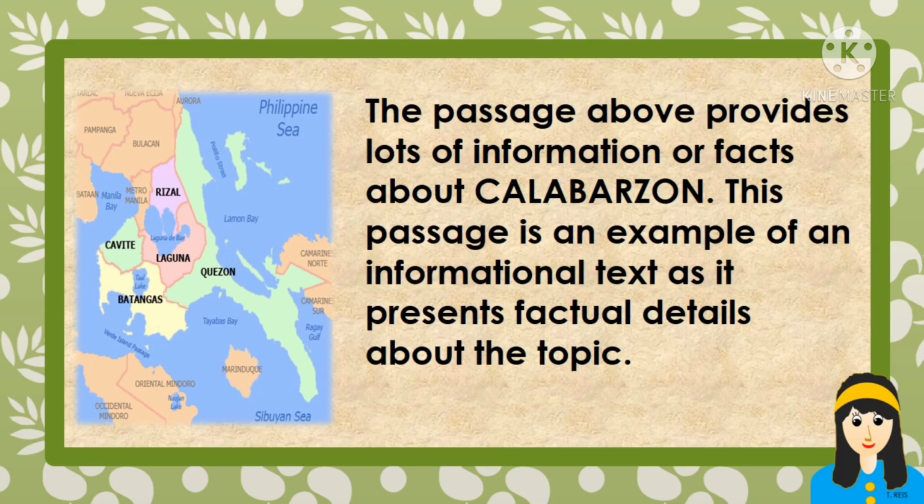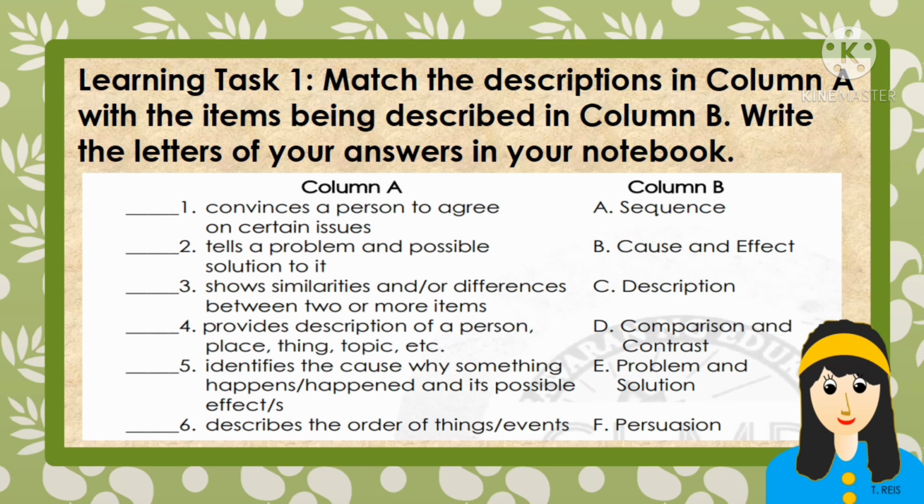The passage read a while ago provides lots of information or facts about CALABARZON. This passage is an example of informational text as it presents factual details about the topic. For learning task number 1, match the descriptions in column A with the items being described in column B. Write the letters of your answer in your notebook.